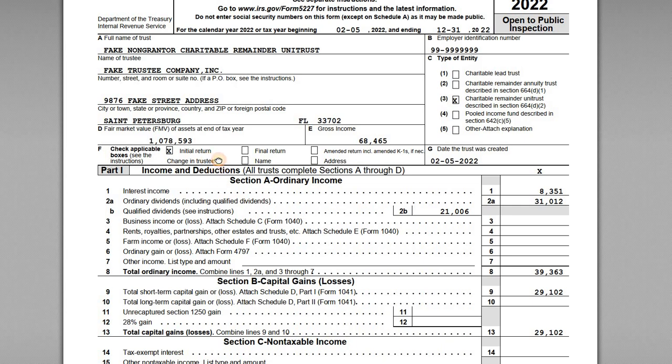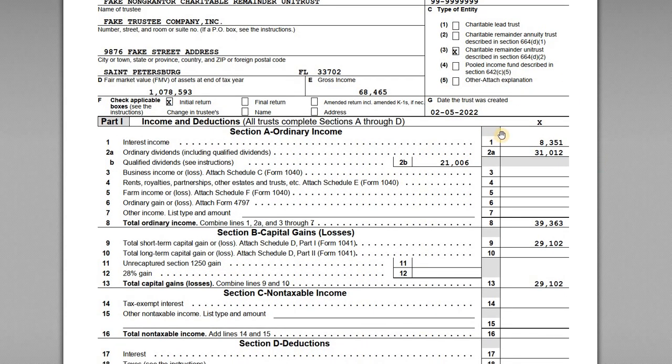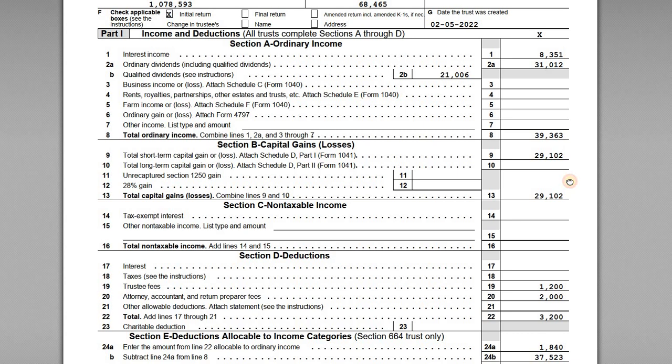We do have an initial year return here, and then the fair market value of the assets at the end of the year, right? We've inputted $1,078,593 as per our balance sheet. And then the date the trust was created. So this is an initial year return. So the date our trust was created and funded matches the start of our short period year.